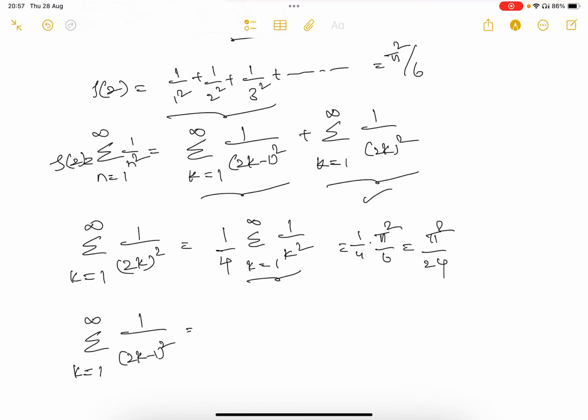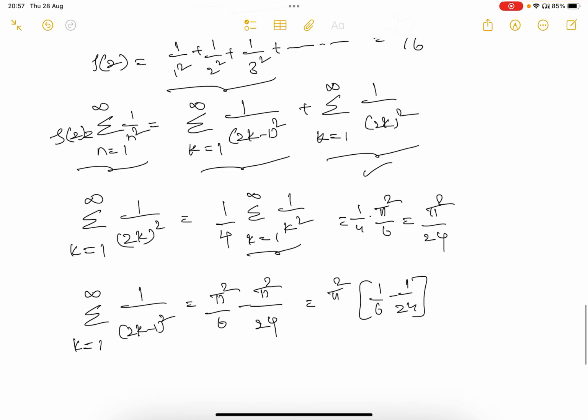Then our odd number case will be summation k equal to 1 to infinity 1 by (2k minus 1) whole square, which is pi square by 6 total minus the even case. The even case is pi square by 24. Then if you take pi square as common, this is 1 by 6 minus 1 by 24, which is pi square into (4 minus 1) by 24. This is 3 pi square by 24.